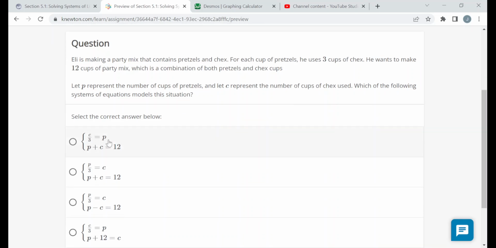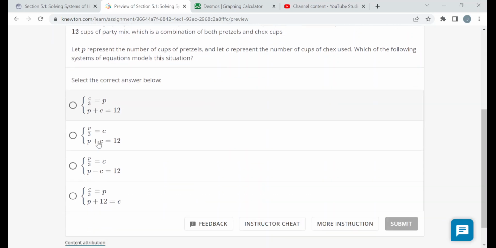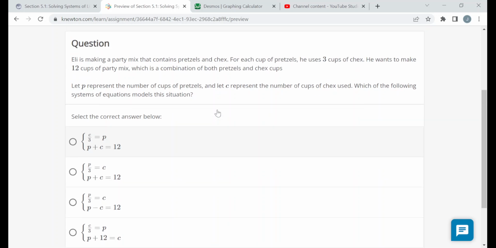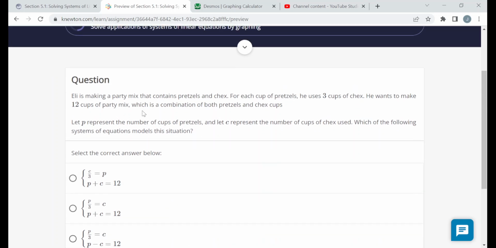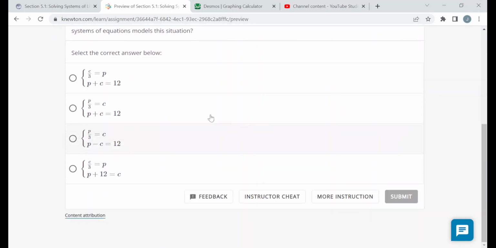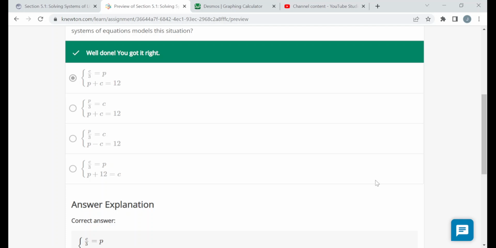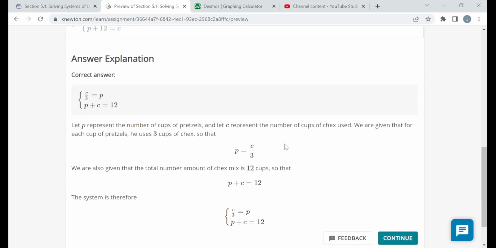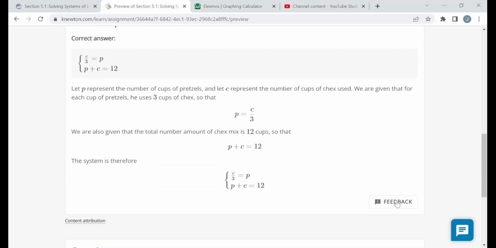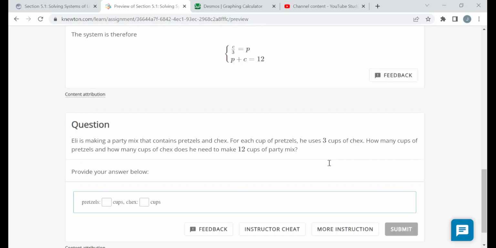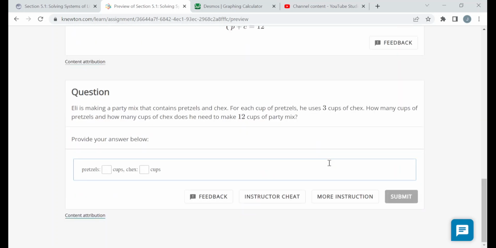So C divided by 3 equals P. So it's either the first or the fourth one. And then he wants to make 12 cups of party mix, so the number of P plus C would be equal to 12. So it's got to be this first one here, where the Chex cups divided by 3 is equal to pretzel cups, and then pretzel cups plus Chex cups equals 12. Alright, and then probably, again, you'll probably have to solve the system now. Alright, how many of each kind of thing would he need to use?